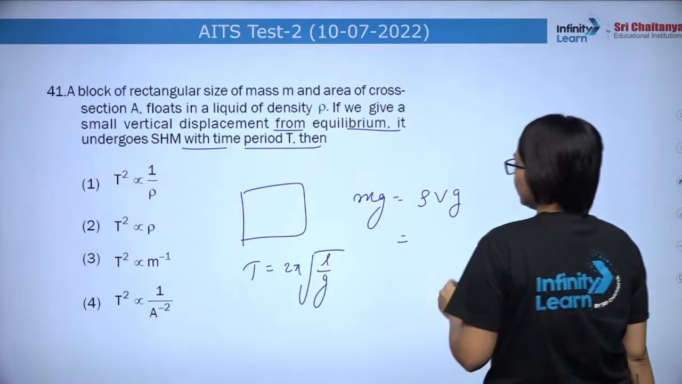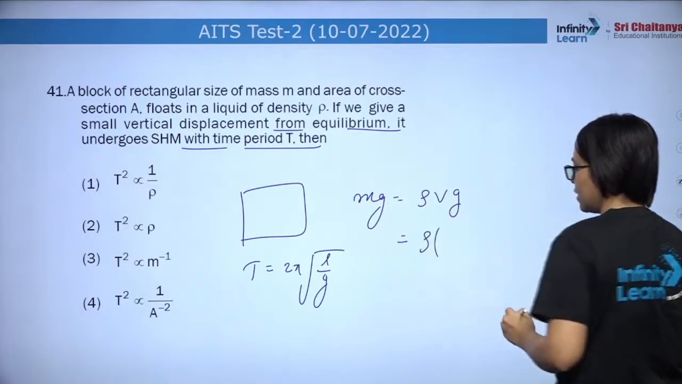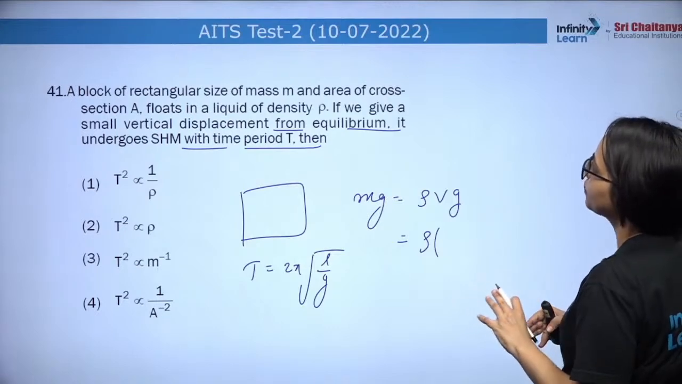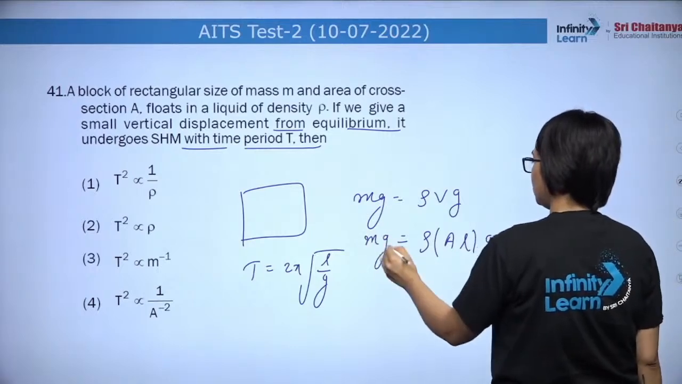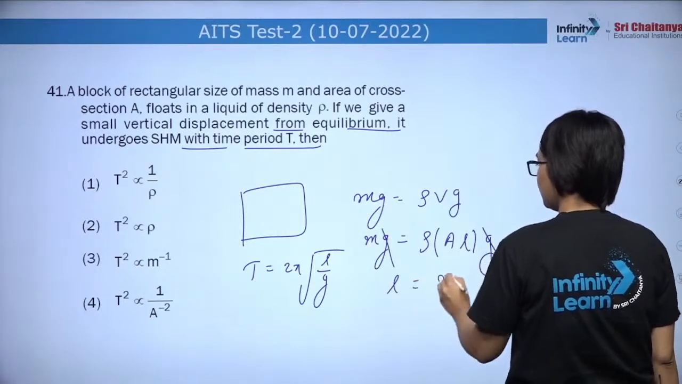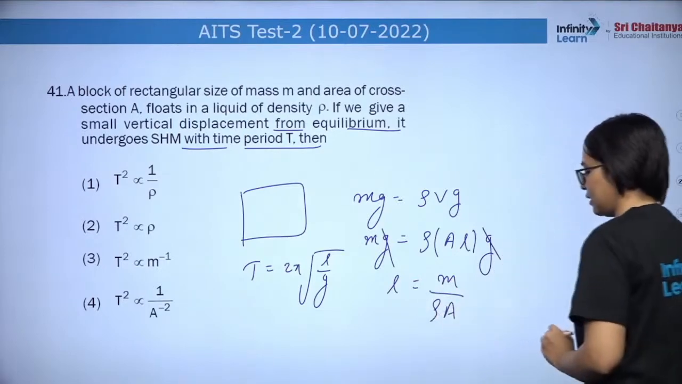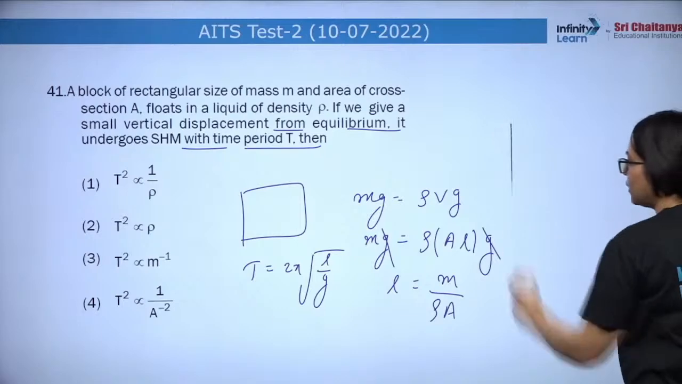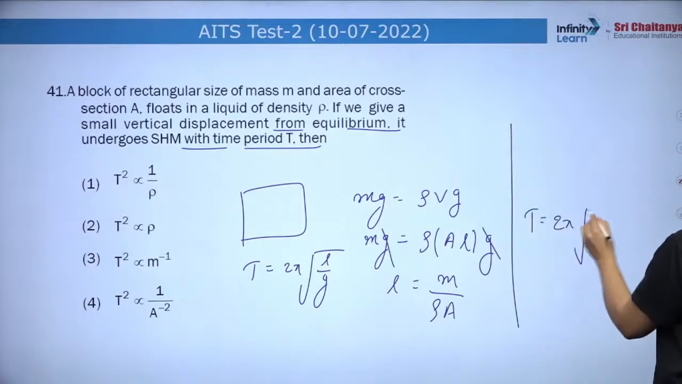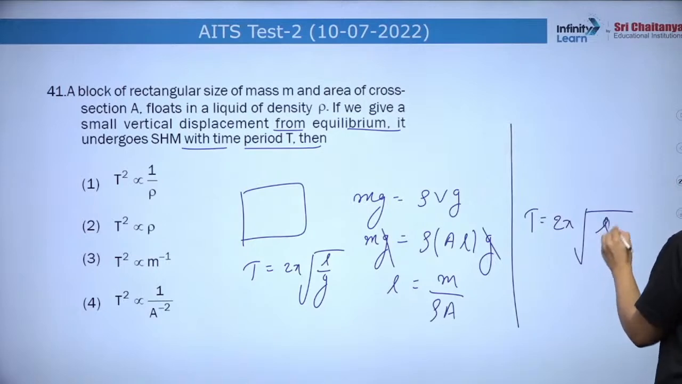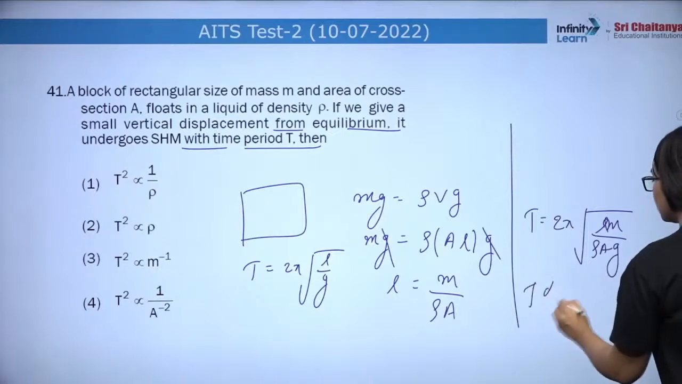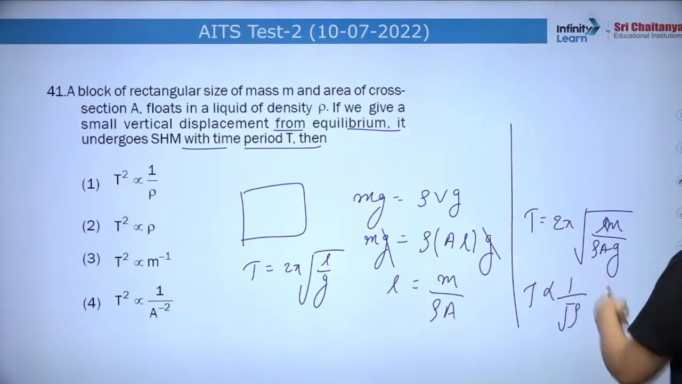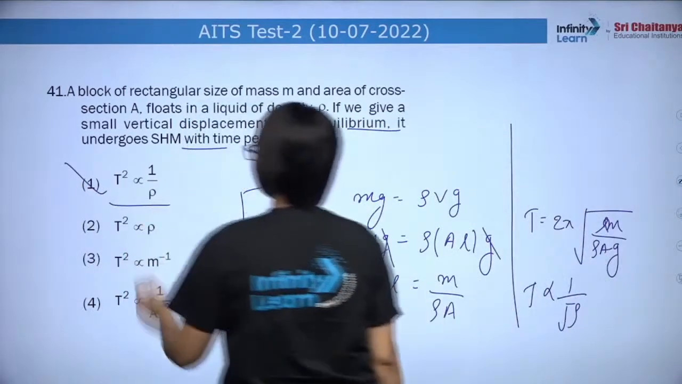Okay, and over here rho V is its mass, its area of cross section is A, and L is length, into g is equal to mg. Cancel, so L is m upon rho A. So time period T will be 2 pi under root L upon g, which is m upon rho A into g. So you can see that from this one, time is inversely proportional to under root rho. So T square is inversely proportional to rho. So correct answer is option 1.